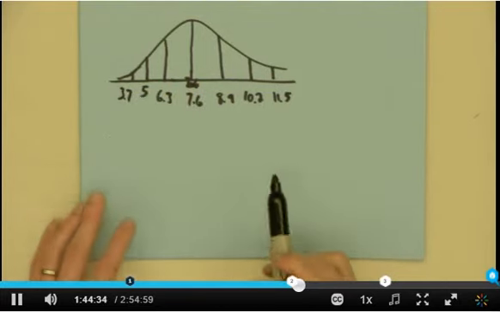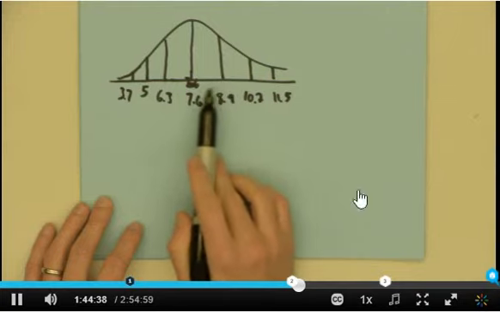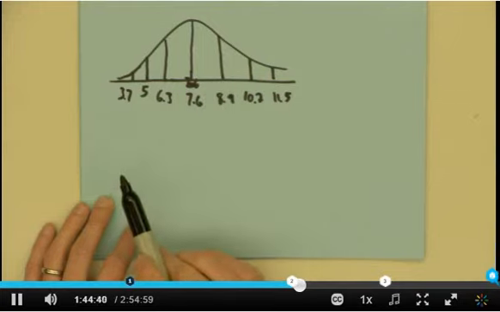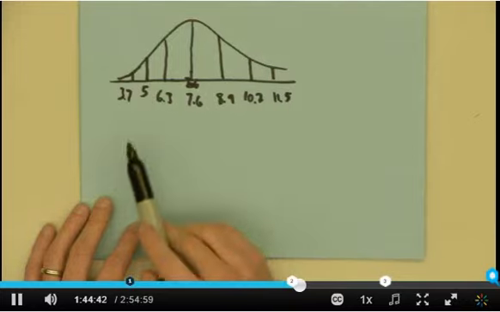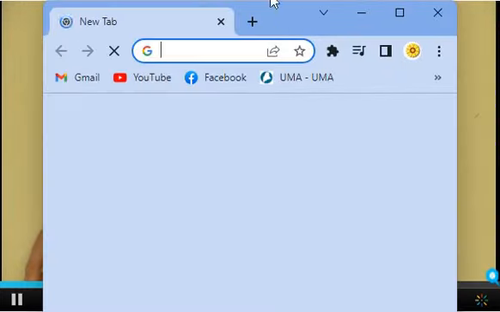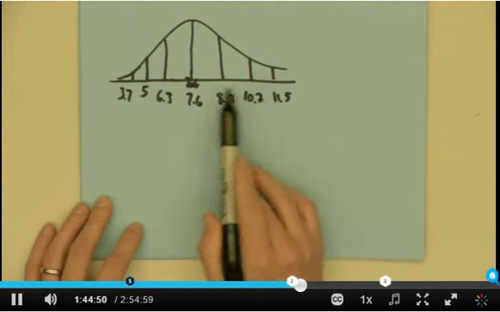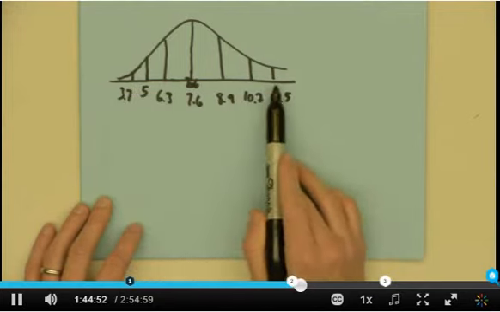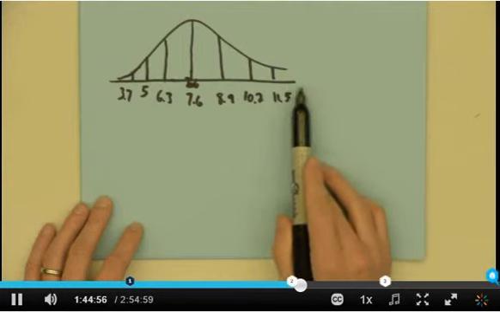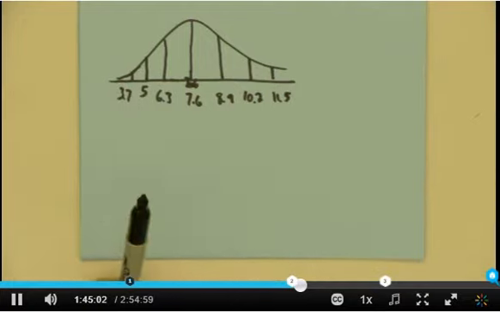And so what this tells me is about 68% of birth weights should be between 6.3 and 8.9. About 95% should be between 5 pounds and 10.2 pounds. And 99.7% should be between 3.7 pounds and 11.5 pounds. It should be very rare to find a birth weight above this and a birth weight below this. All right.